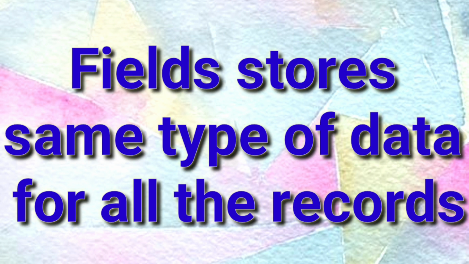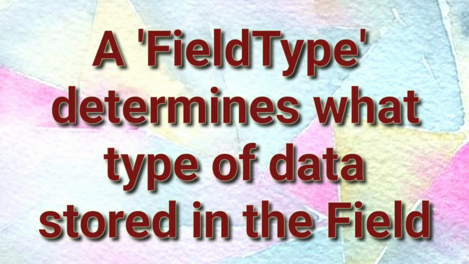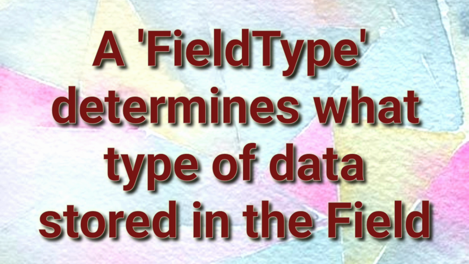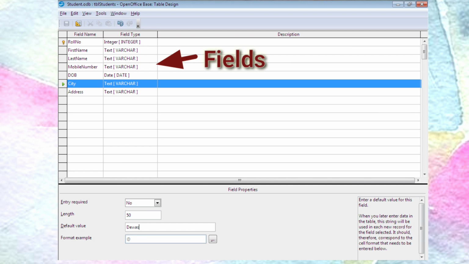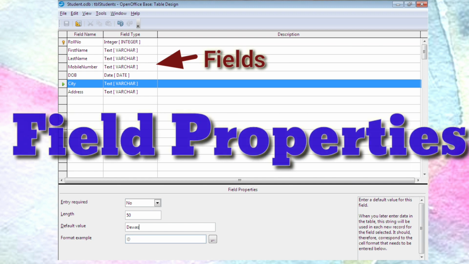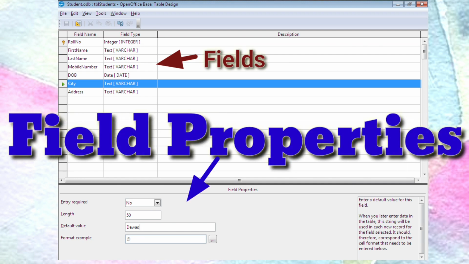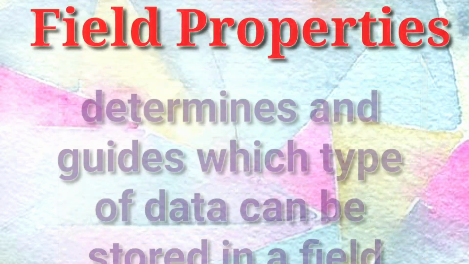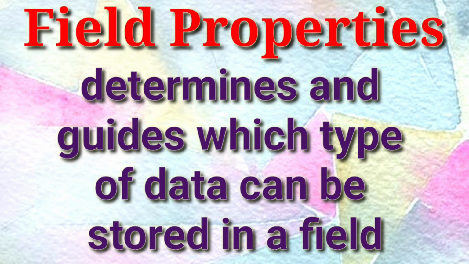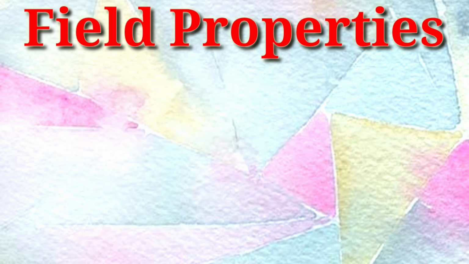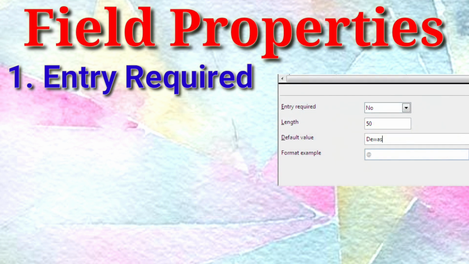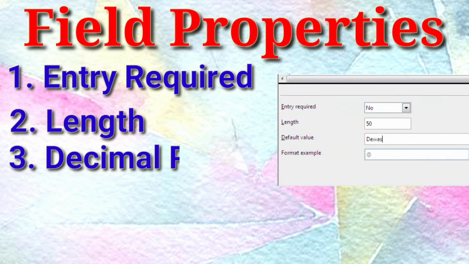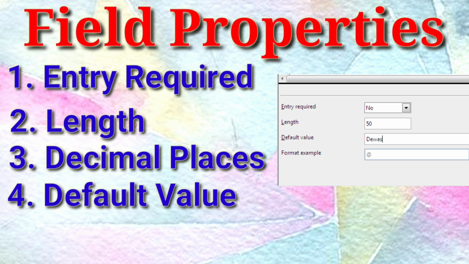We know that a table has various fields, and these fields store the same type of data for all the records. A field type determines what type of data can be stored in a field and how it can be processed. A field has various properties called field properties. These field properties determine and guide which type of data can be stored in the field. A field has various properties like entry required, length, decimal places, default value, and format.